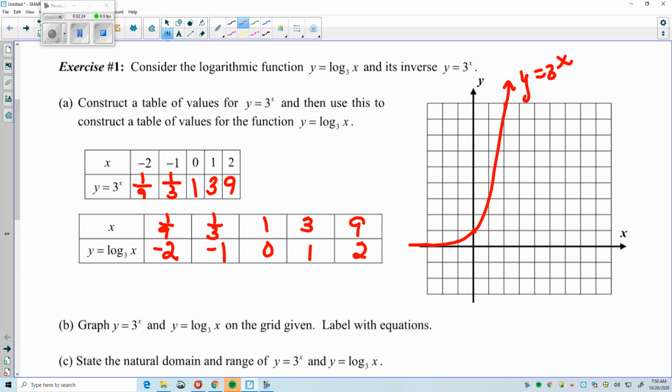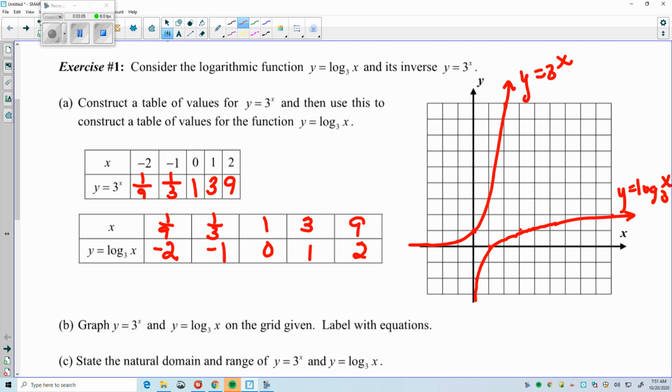1/9 down 2, 1/3 down 1. Going over a value of 1, down 0, over a value of 3, and we're going to go up 1, over a value of 9, and we're going to go up 2. So now we get a graph that's like this. And don't forget our label. Okay. So we have filled out those charts, we have graphed our equations, and now we want to take a look at the domain and the range of these.